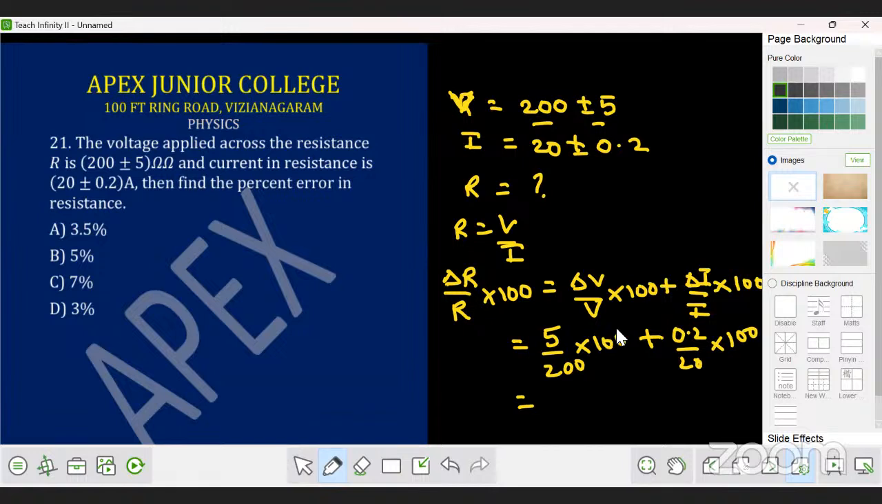This will be how much then? 500 by 200, that is 2.5. And 0.2 by 20 into 100 is nothing but 1. 2.5 plus 1 will be 3.5. So finally the answer will be 3.5%. The percentage error will be 3.5%, simply based on calculation of percentage error.